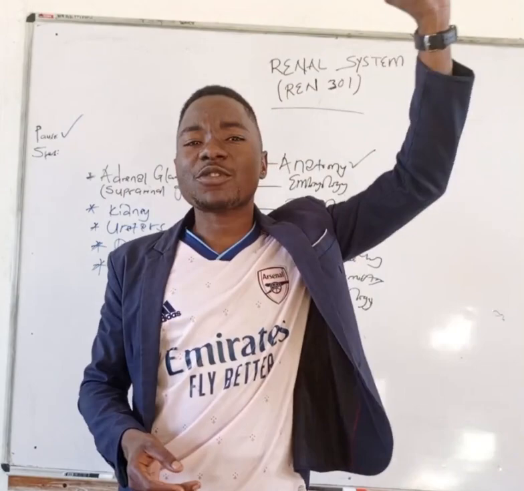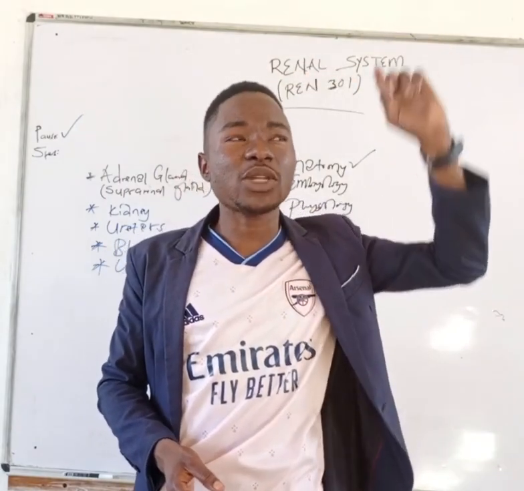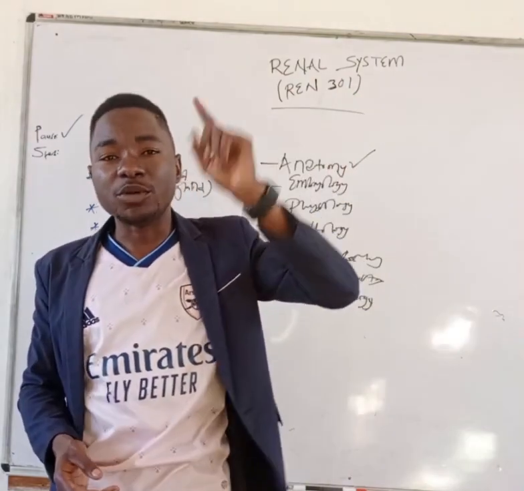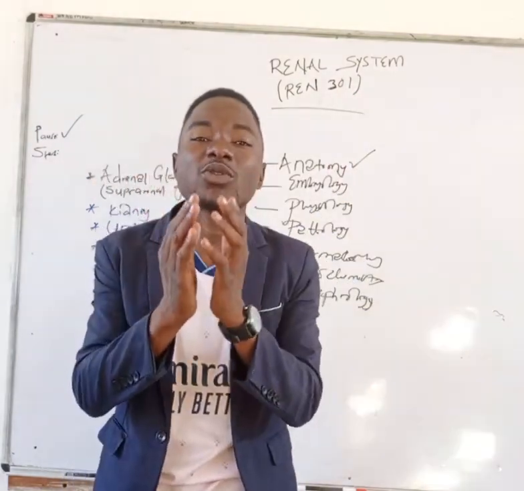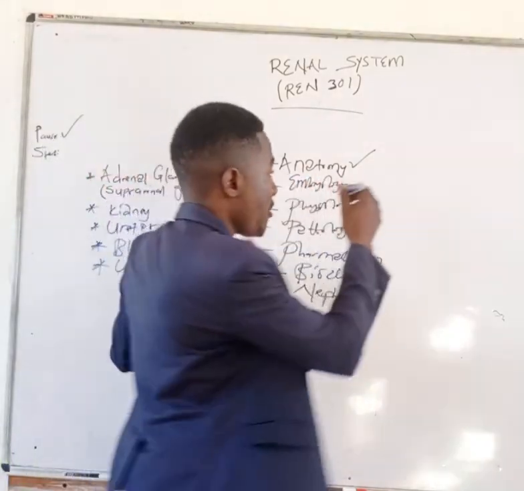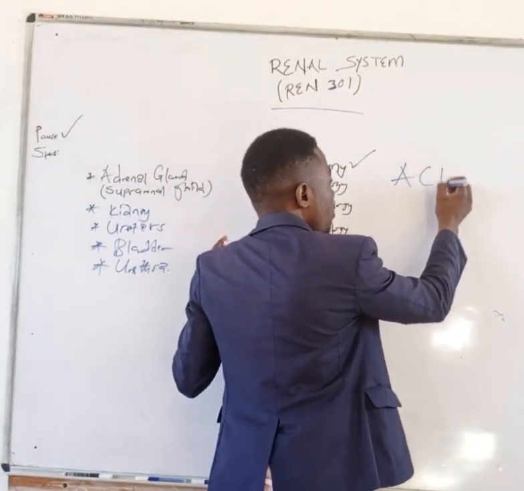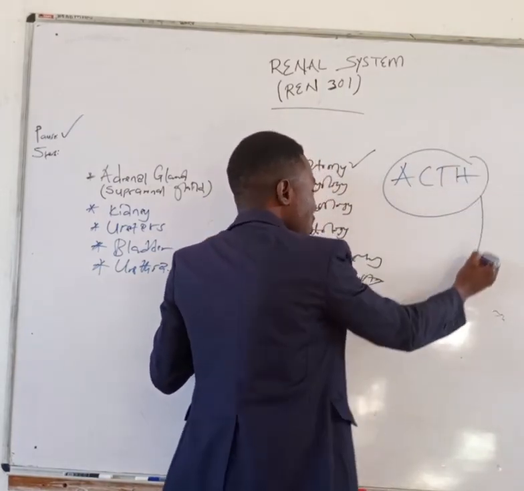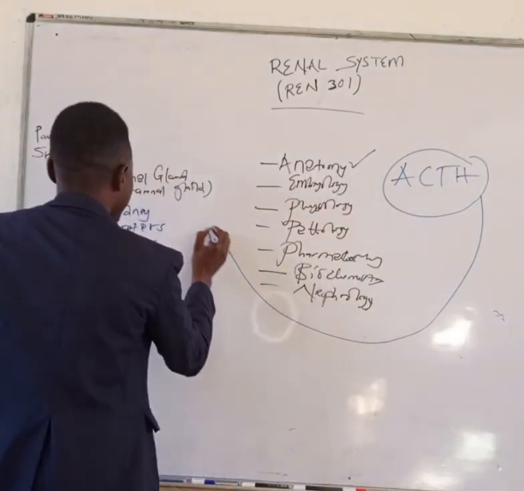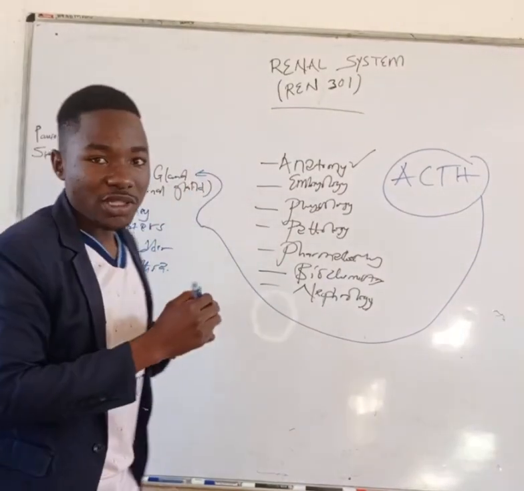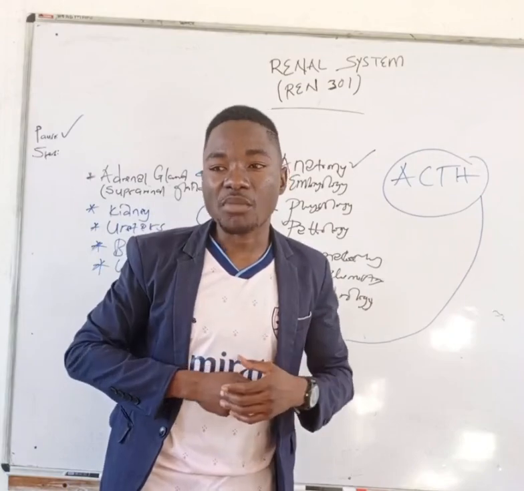There has to be a message coming from the higher centers, the hypothalamus. So the message is going to move from the hypothalamus to the pituitary, and then the pituitary is going to produce what is called adrenocorticotropin hormone. When the adrenocorticotropin hormone is released, it makes the suprarenal glands produce what? The hormones that you need in endocrine physiology.